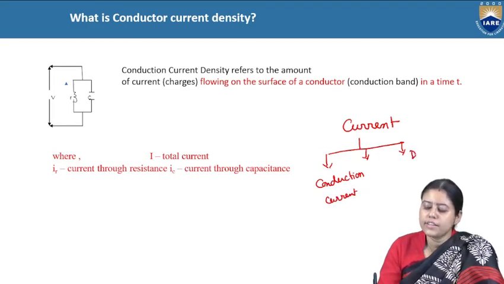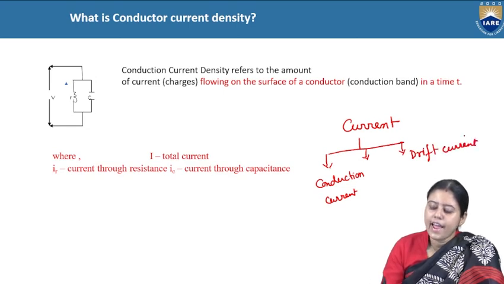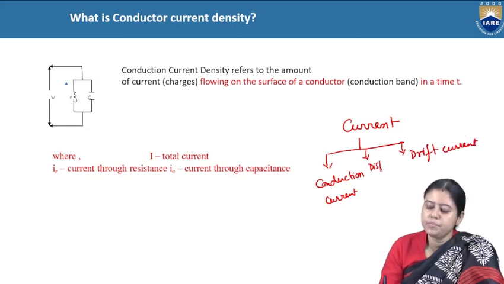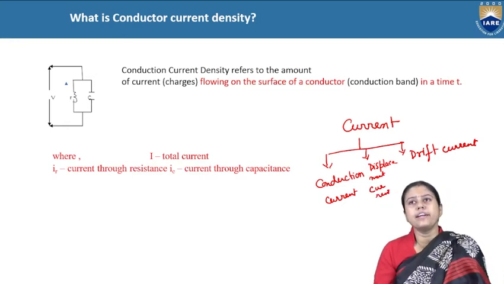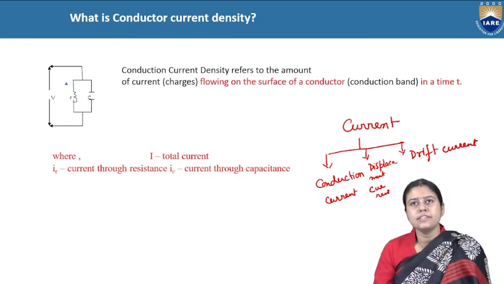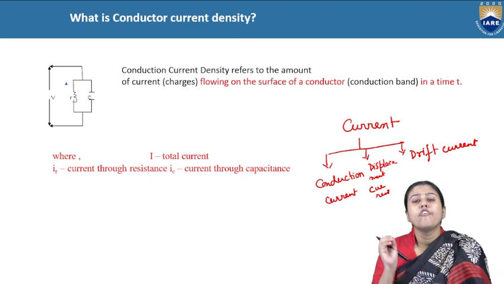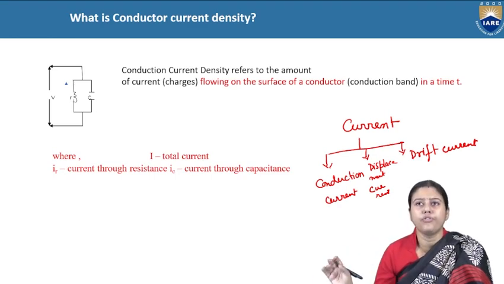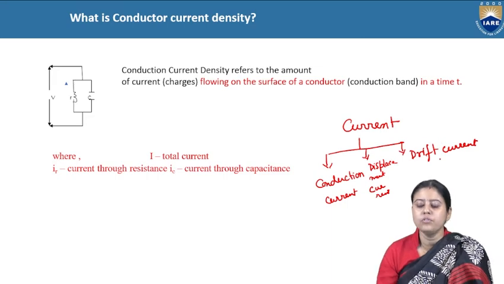Another one is known as the drift current. And another one is known as the displacement current. So what is the meaning of drift current? When we are giving any potential, we are forcing the charges to flow. So this is the forced current. We are not taking it now.